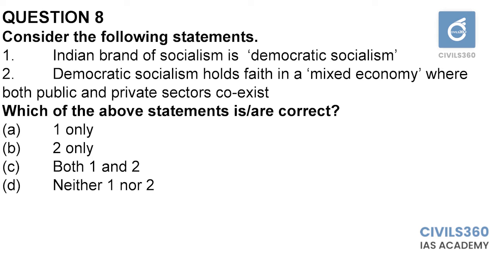However, it was later decided that we will follow a middle path, and that path is called democratic socialism. In that economy, it's not a completely socialist one, but the state follows a welfare approach. They adopt a mixed economy strategy. Both private and public sectors coexist side by side. Hence, the answer is option C, both 1 and 2.